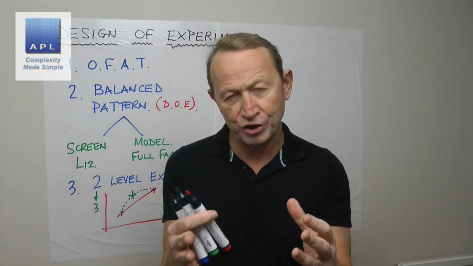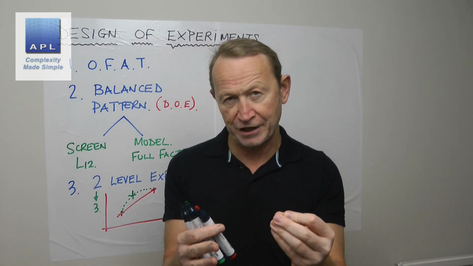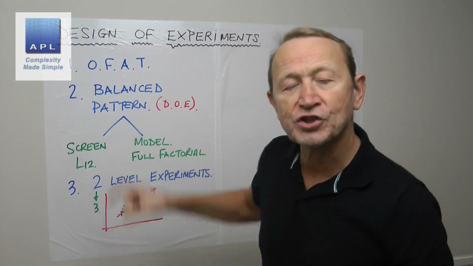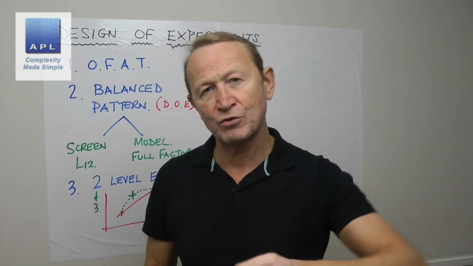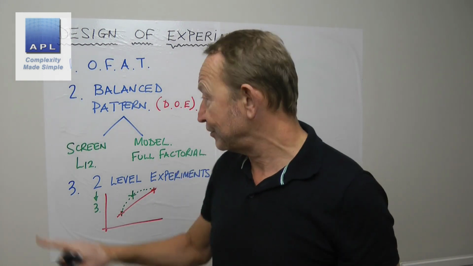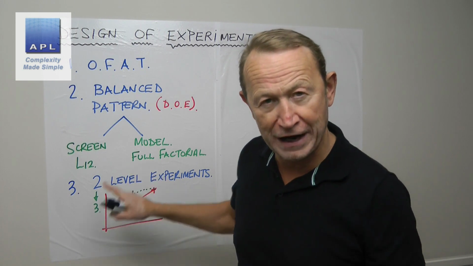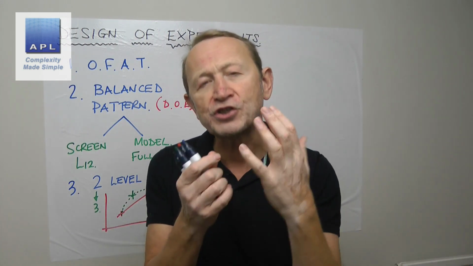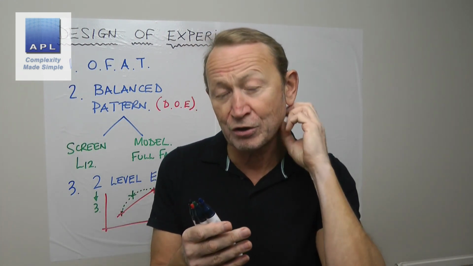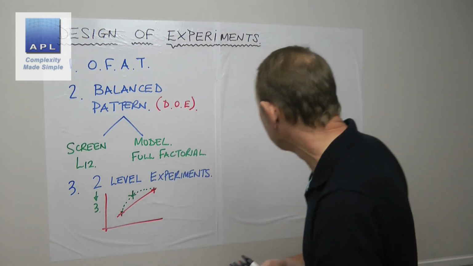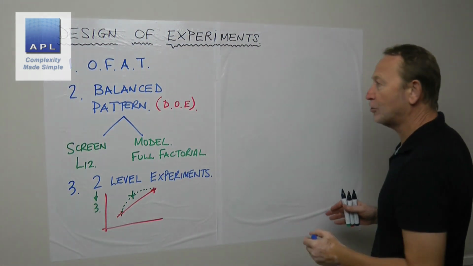Now, what I'm going to introduce to you for the rest of the video is the menu, the balanced pattern menu that we are going to practice. You've already practiced the L12, you've already seen a full factorial. So you've seen a little bit about what we're going to do, but now I'm going to show you the full menu of what we're going to practice. That full menu looks like this.